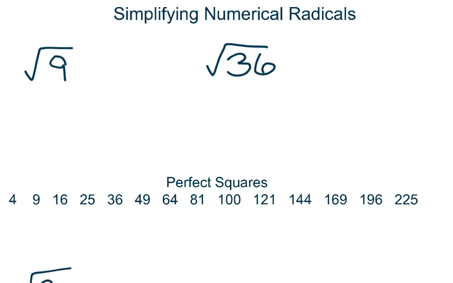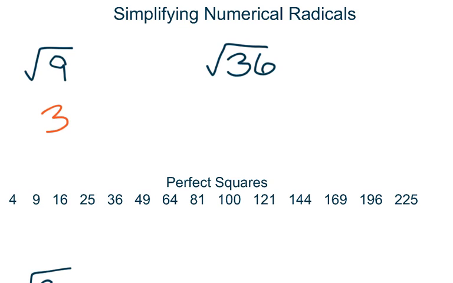This lesson is simplifying numerical radicals. Now this first one says the square root of 9, which we know is 3. 3 times 3 is 9. And the square root of 36 is 6. Now these are all nice and neat because they're perfect squares.